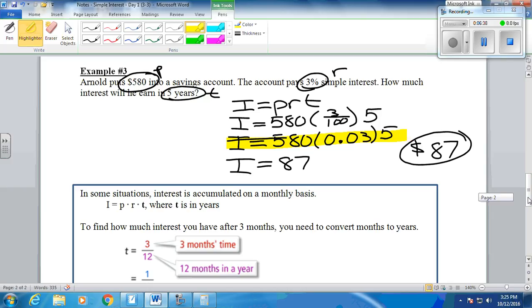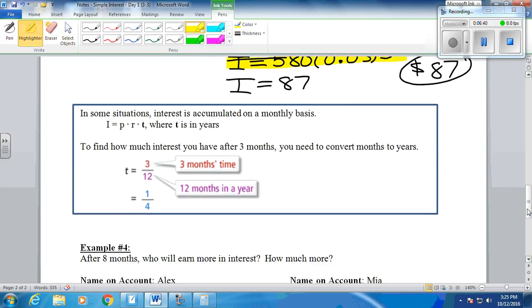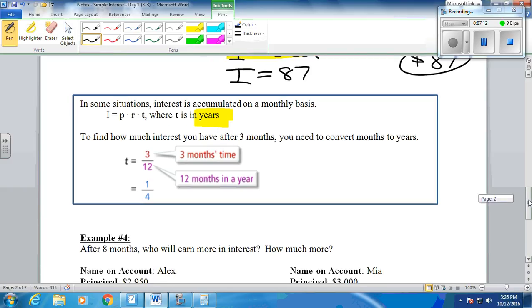So now, we're moving on to where it talks about that in some situations, interest is accumulated on a monthly basis instead of yearly. We have to recall that in I equals PRT, T is in years, okay? To find out how much interest you have after 3 months, you need to convert months to years. Since there are 12 months in a year, they are saying 3 months time, 3 divided by 12, which reduces to 1/4. So for your time in this scenario, you would actually substitute in 1/4.